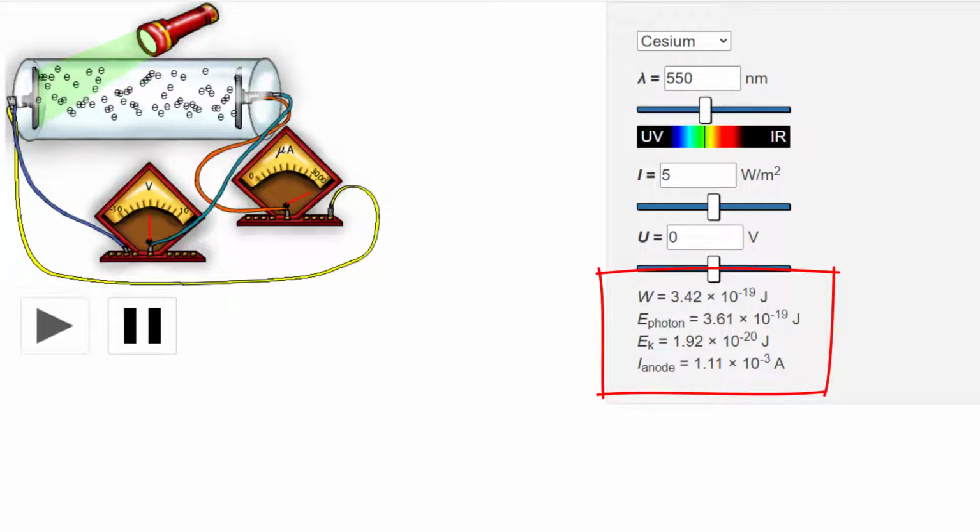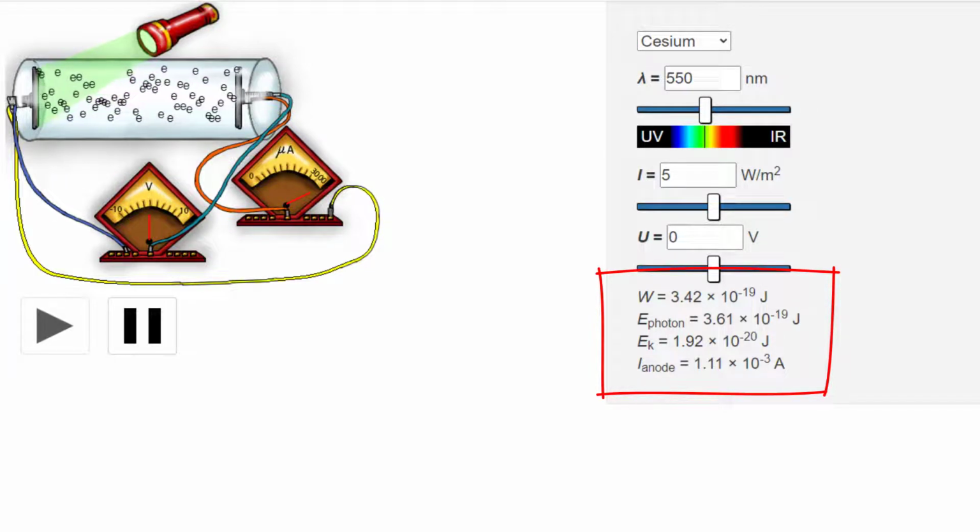W stands for the work function of the metal. That's not going to change. E photon, the one below it, that is the value of 1 photon's energy of light from this light of wavelength 550 nanometers. EK is the maximum kinetic energy of the emitted photoelectron, and you can see the photoelectrons are being emitted from the metal plate because the energy of the incoming photon is going to be bigger than the work function, so you're going to get an excess amount of energy.